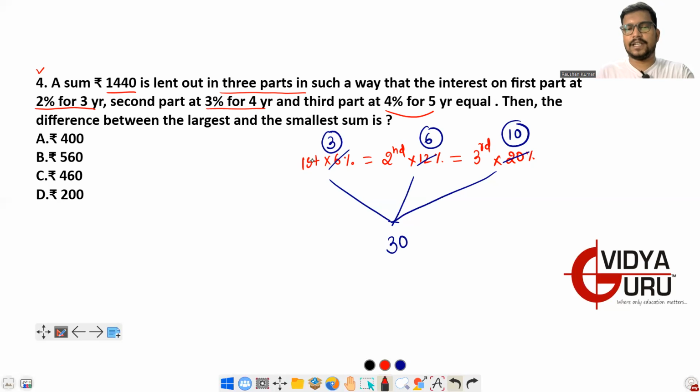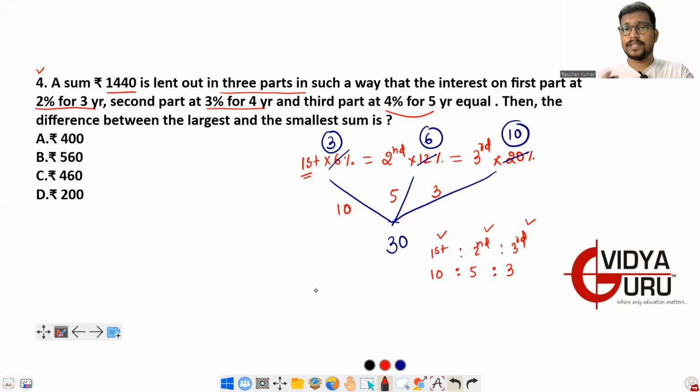So if you put 10 here, then it will be 30. So the first part will be 10. Okay, the second part will be 5, yes or no? And similarly, the third part will be 3. So the ratio of these three amounts will be 10 ratio 5 ratio 3. Right now, see, the first part is 10, the second part is 5, and the third part is 3 here.